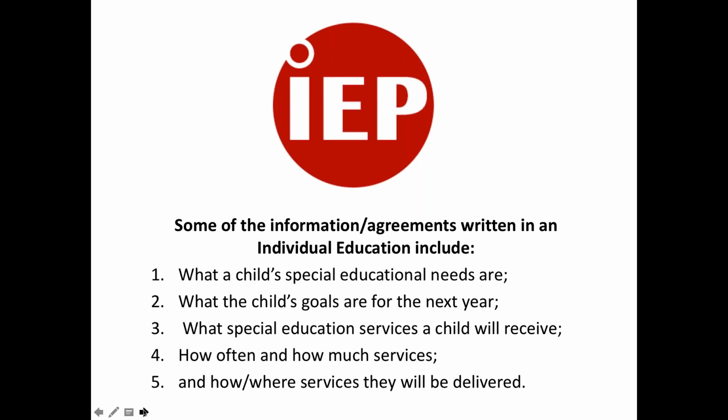So in an IEP program and in the IEP process, what we're deciding is what the child needs, what the goals are they're going to be working for, what the services and supports they're going to be getting to work on those goals and have a good chance of getting to those goals, how often and how much those services are going to be, and then how and where those services are going to be delivered.